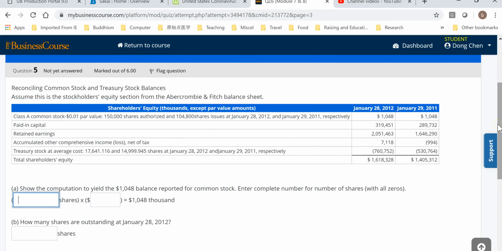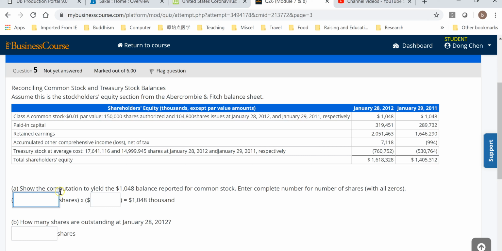This is question number 5 on QZ6 for module 7 and 8. So this question is about how to read and understand the section on the shareholders' equity.